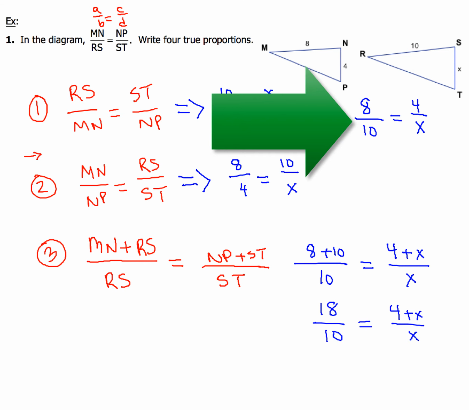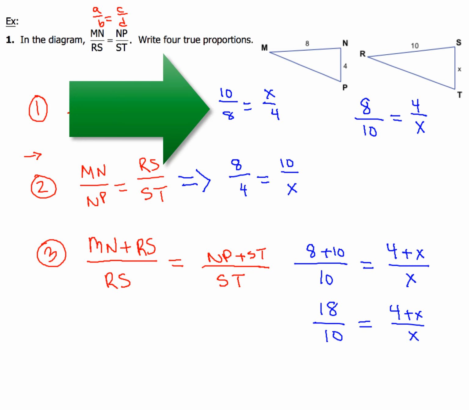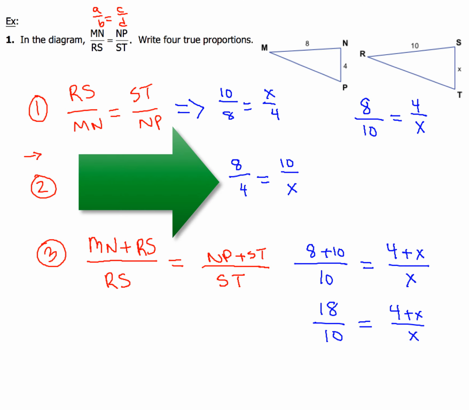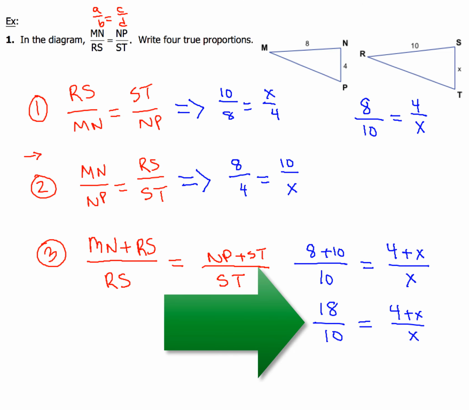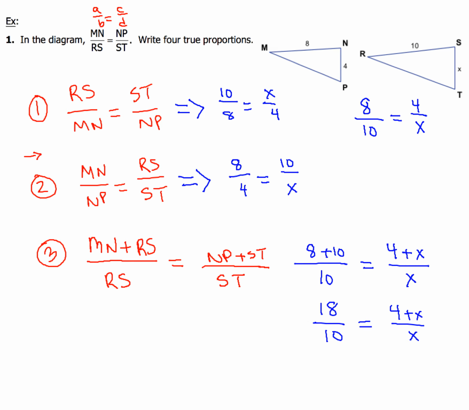8 over 10 equals 4 over x is your first one, and then we've got 10 over 8 equals x over 4 is our second one, and then we have 8 over 4 equals 10 over x, and then lastly we would have 18 over 10 equals 4 plus x over x. So there's 4 true proportions that you could write. That's no big deal. But what I want you to do again, if you need to, go ahead and put your fingers on those pieces so that you can see how those proportion rules start to line up. All right, that's it for this example.